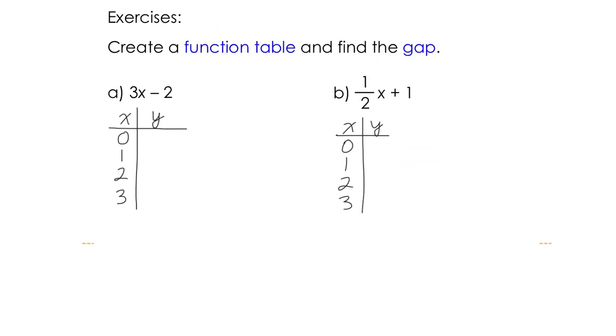So for each of these functions, I would like you to create a function table and then find the gap. Pause the video and make your function tables, find the gaps, and then check back in to see how you did.